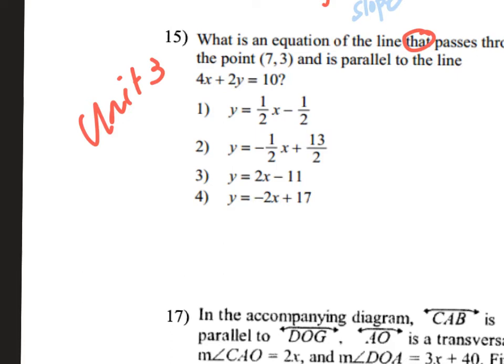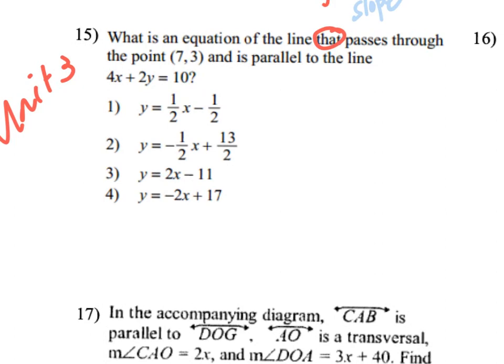Okay, let's look at this question. What is an equation of the line that passes through the point 7, 3? Okay, so I'm given a point, 7, 3. Let me just annotate that. 7, 3. And it's parallel. Oh, okay, I see this keyword, parallel, to the line 4x plus 2y equals 10. This line is in standard form, so I know that I'm going to have to do some kind of transformation to it algebraically so I can convert it to slope-intercept form.